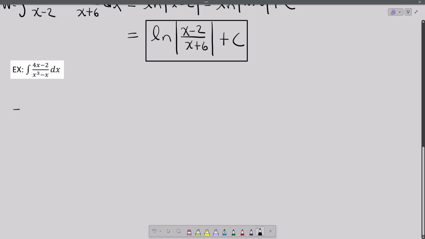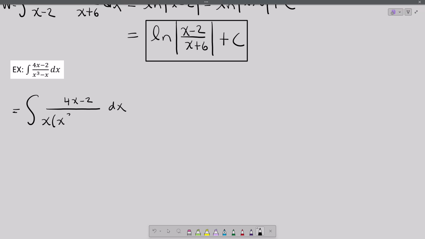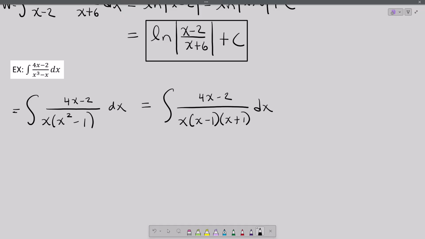So when we look at this denominator and we go to factor it, the first thing we see is that you can factor out an x. So we have a linear, the x to the 1, that's a linear factor. And then we have a quadratic factor, but that quadratic factor is not irreducible. That factor can be factored more. A difference of squares can always be factored. So that is going to factor into x times x minus 1 times x plus 1. So now it's totally factored.